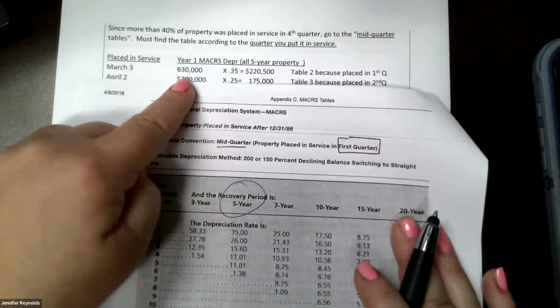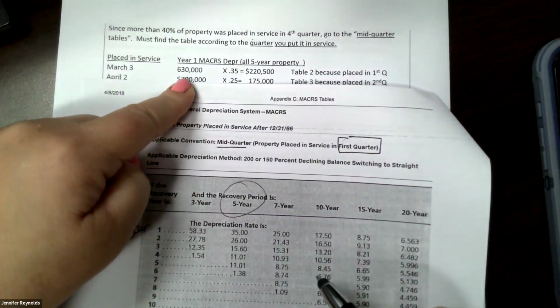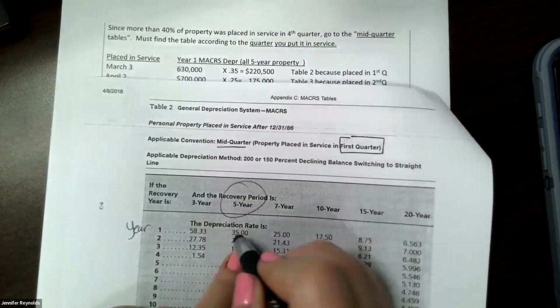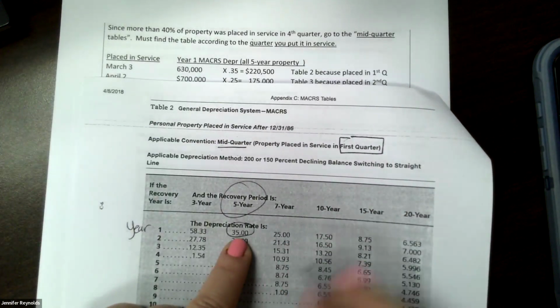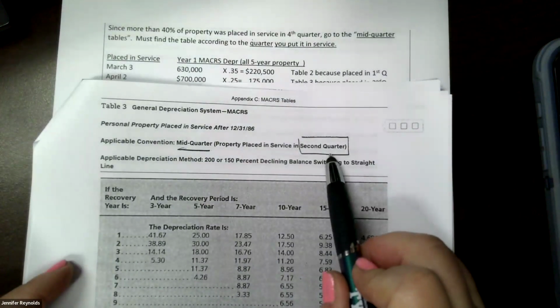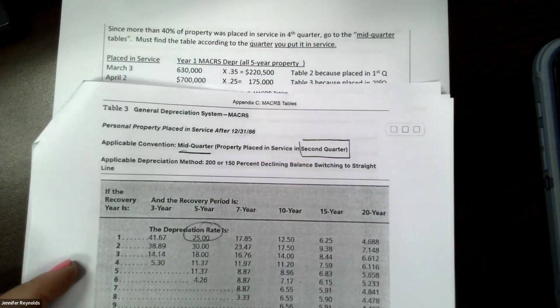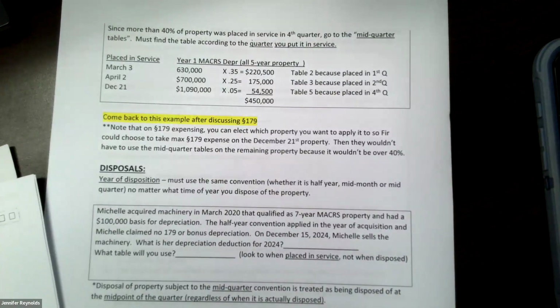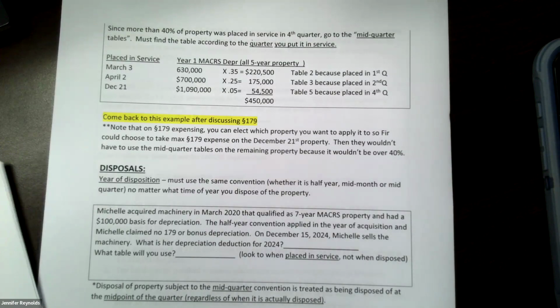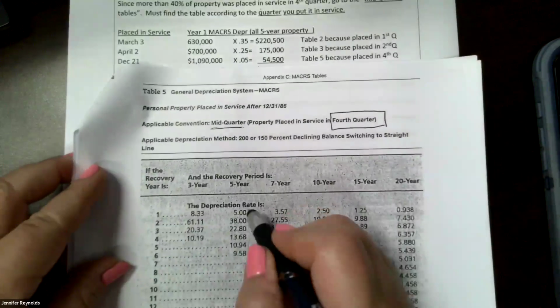March 3rd, this was our $630,000 property, times what? 35% right here. April 2nd, now we go to the second quarter property. That's where they got the 25%. December 21st, we go to our fourth quarter property. That's where we got 5%.